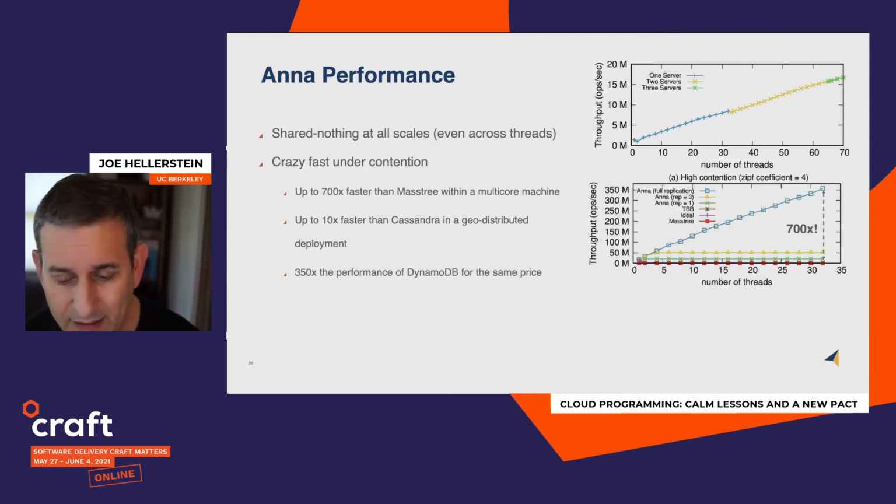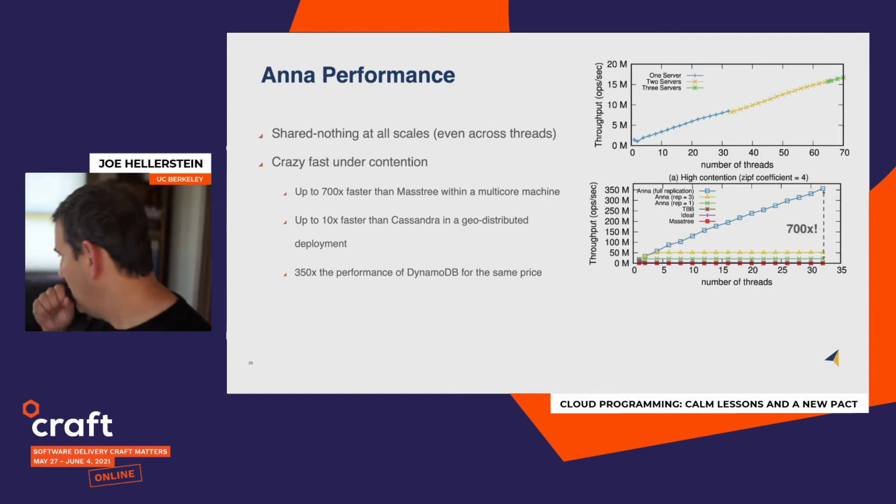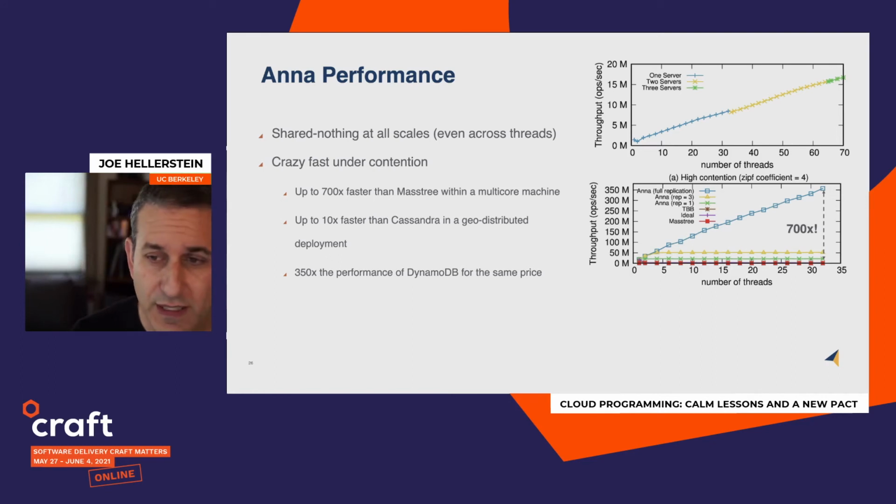And then it's crazy fast under contention. So it's up to 700 times faster than what had been the previously fastest academic key value store in a multi-core setting, right? So on a single box, it can incredibly outperform other systems, particularly under contention. I mean, the place where this stuff gets hard is when you're getting reads and writes on the same keys. And that's the case where many of the traditional systems fall down, and Anna just does great.